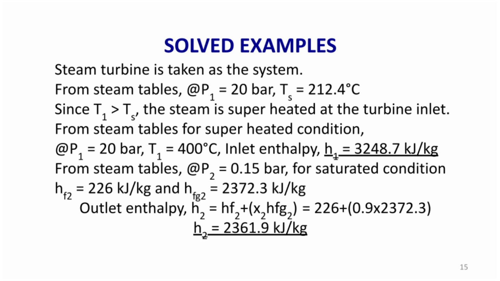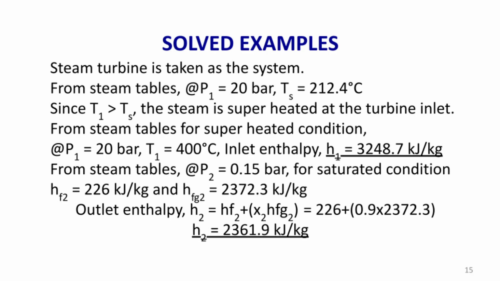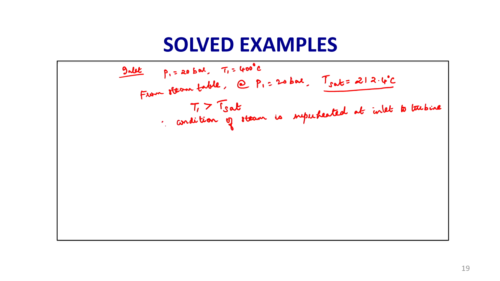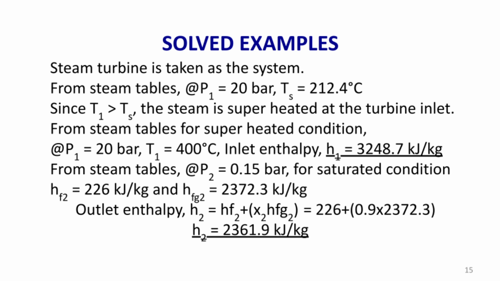We have to take out the properties of the steam. Otherwise, if we do not check this condition, we will not know whether the condition of the steam is superheated or saturated, because the property values, say the enthalpy or the entropy, whatever values we want to take, will vary for saturated condition as well as for superheated condition. Now, I am going to take the enthalpy of steam at 20 bar pressure and 400 degree centigrade, the inlet enthalpy is 3248.7.